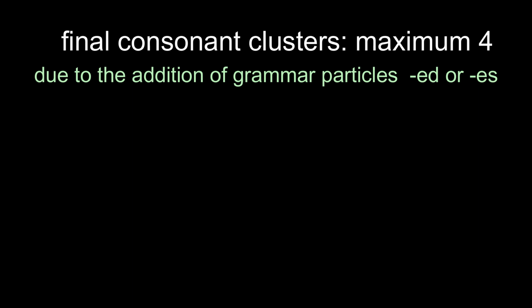Consonant clusters that occur at the end of words are called final consonant clusters. There can be as many as 4 consonants in the final consonant cluster. Final consonant clusters are often created due to the addition of grammar particles like -ed or -es. In some combinations with grammar particles, the pronunciation can be challenging. These are examples of consonant clusters with challenging pronunciations.